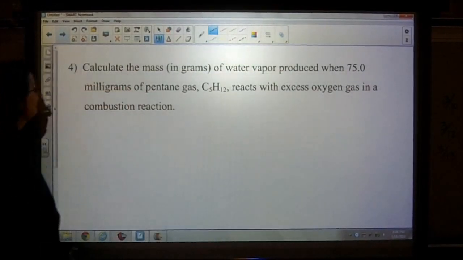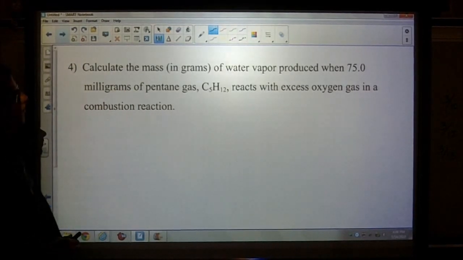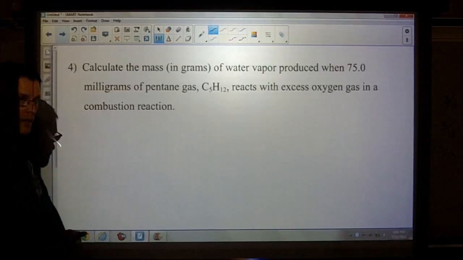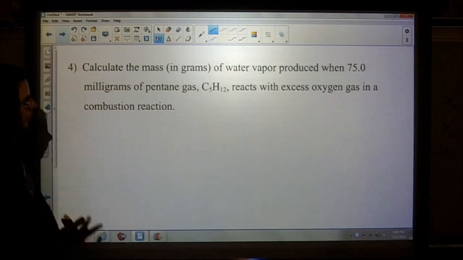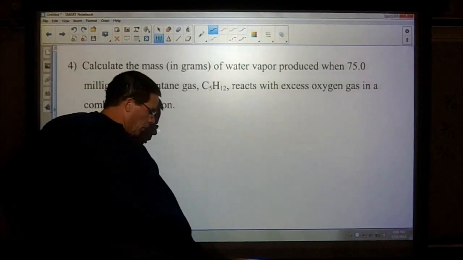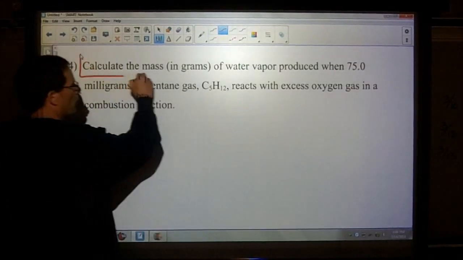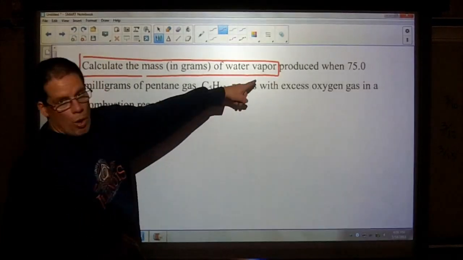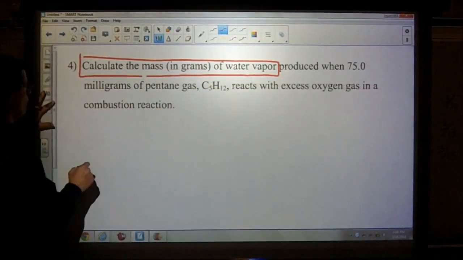Number 4 says, calculate the mass in grams of water vapor produced when 75 milligrams of pentane gas, which is C5H12, reacts with excess oxygen in a combustion reaction. We should know what the products are in a combustion reaction. Carbon dioxide and water. Same things that you breathe out. All right, so let's go ahead. So we're calculating the mass in grams of water produced. Now don't freak out if it says water vapor. All right, it's just still water.